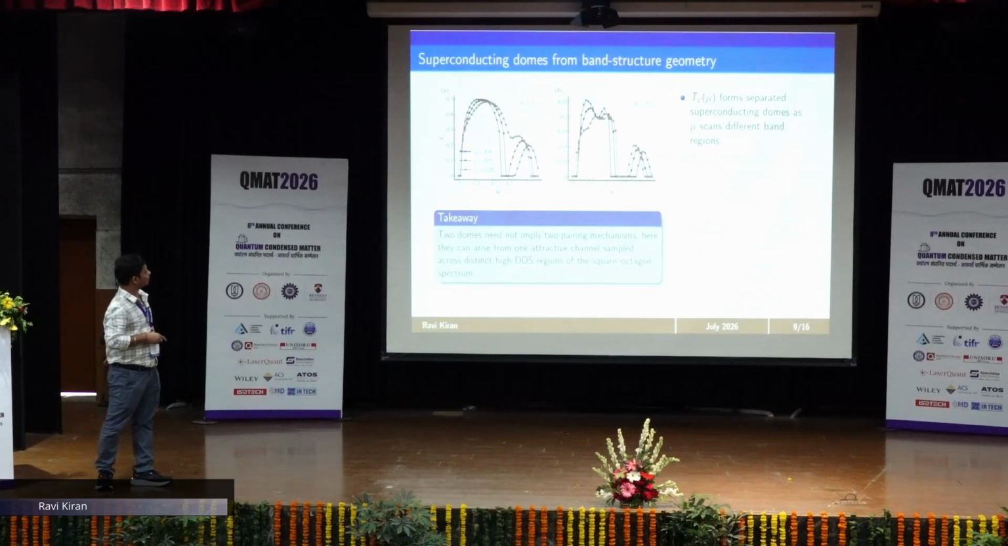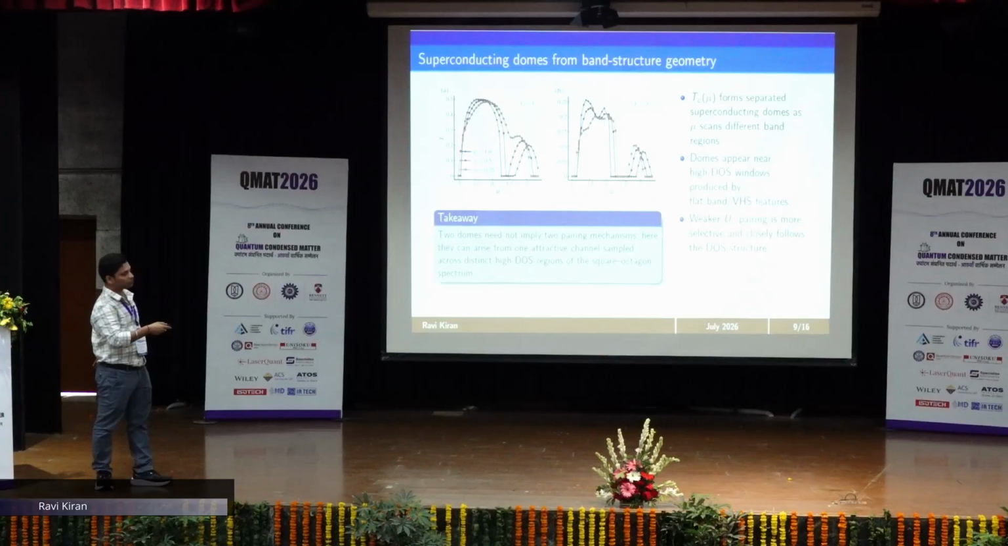Then in this one you see that we have two very separated domes, and of course they appear, as expected, around the high DOS windows. For example, this would be around the Van Hoves, and one of them is a flat band. For weak pairing, it is more selective to the DOS, while for stronger pairing, it extends over wider ranges.